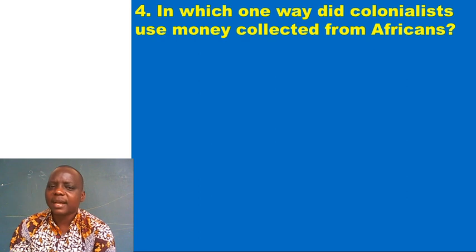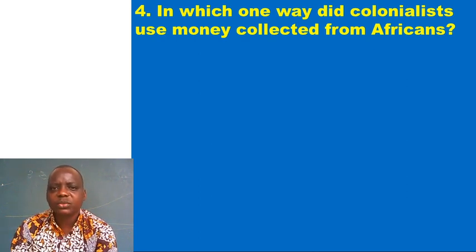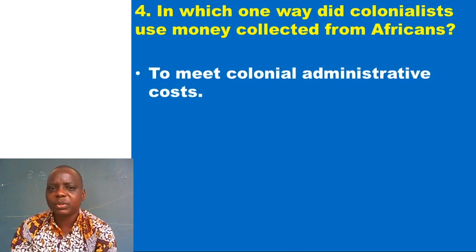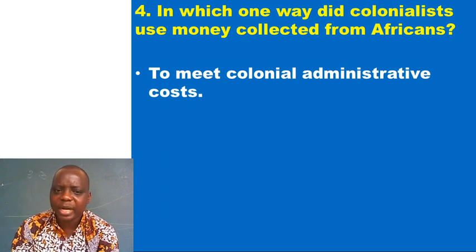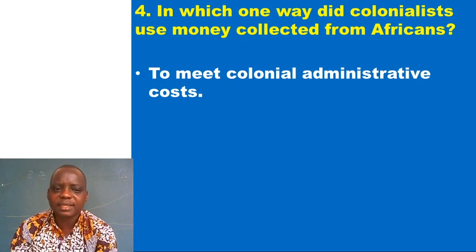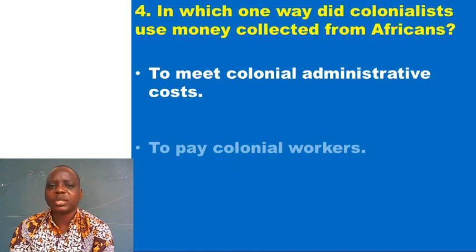Boys and girls, our question number 4 was saying, in which one way did colonialists use money collected from Africans? We are looking at the taxes that they imposed on the Africans. How did this benefit them? What did they use this money for? One was to meet colonial administrative costs. In any administration, there are costs that must be met, things that need money to buy or put in place. So these people used this money to meet their administrative costs.